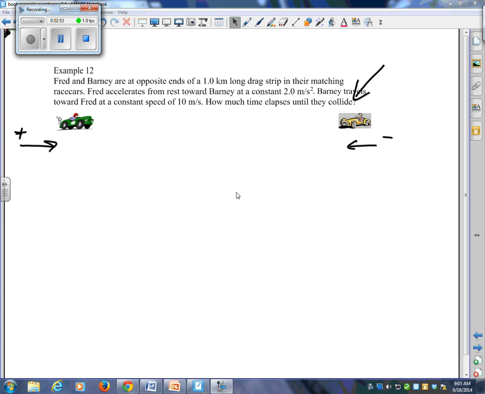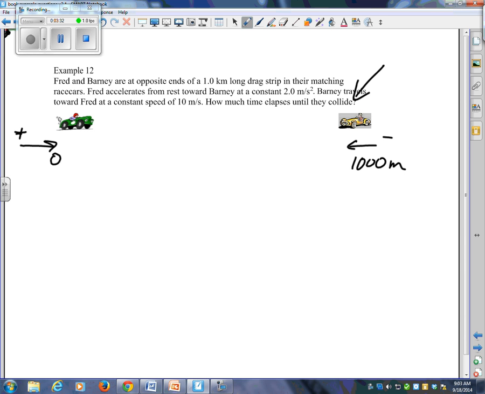Not a bad idea. You're on sort of the right path, but not quite. You're going to realize it's obvious when I tell you. Where are they when they collide? Can we say that this spot here is 0, and then the initial position of this spot over here is 1,000 meters? Would that be okay? So where are they when they collide? In the same place, the same position, right? It's when their positions are the same.